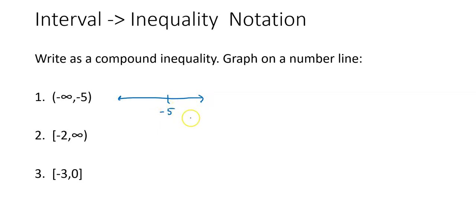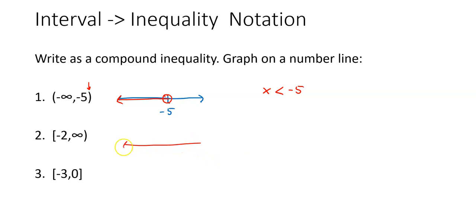This says that my solutions go from negative infinity to -5. So they start as far to the left as possible. They go up to -5, but this bracket here says don't include the -5. So open circle on -5, shade left. What does that look like as a compound inequality? It's x values that are less than -5, but not including -5.